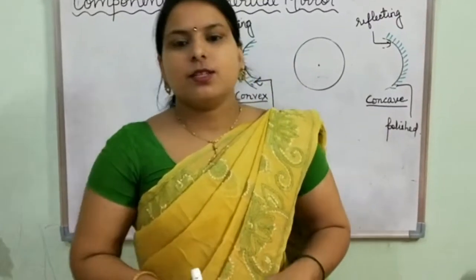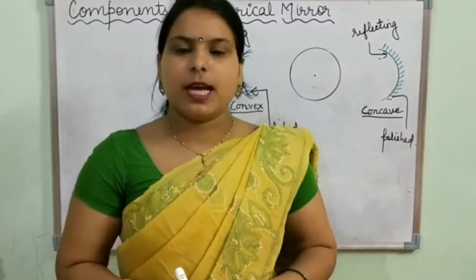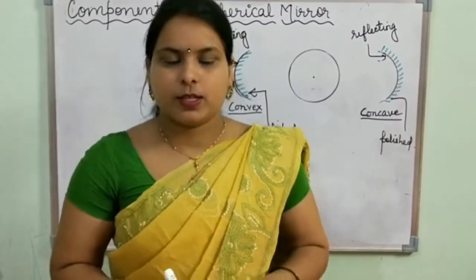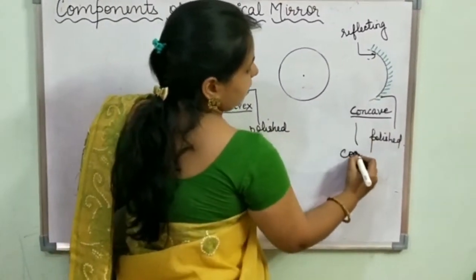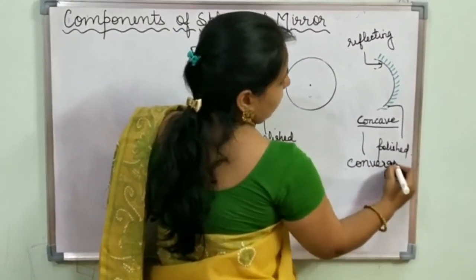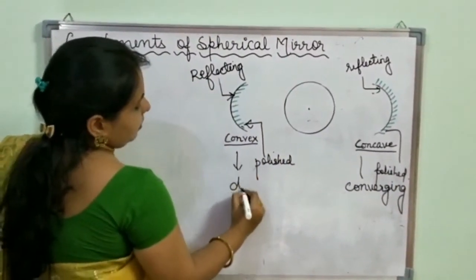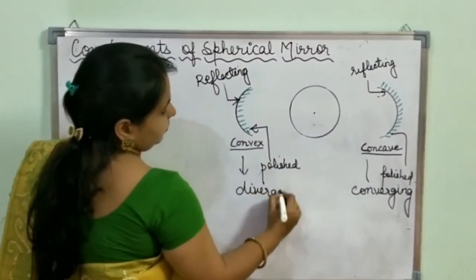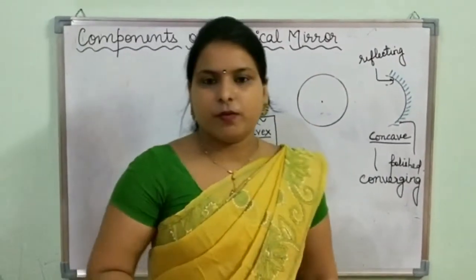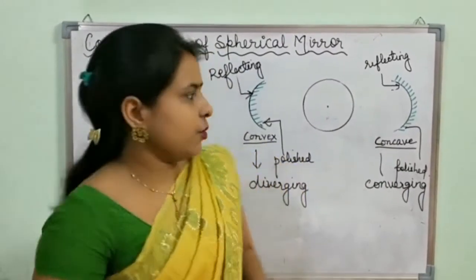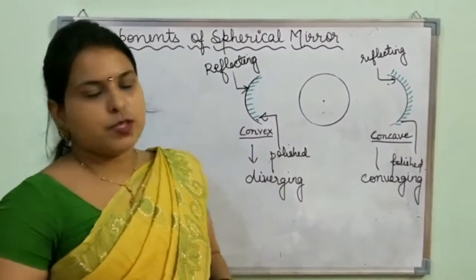Hello children. So in our previous video we discussed the types of spherical mirrors, concave and convex, where concave mirrors are also called converging mirrors and convex mirrors are also called diverging mirrors. Why they are called so, we will discuss when we discuss image formation. But before that, let us come to a topic, that is, components of a spherical mirror.